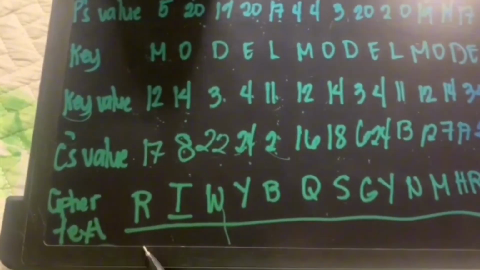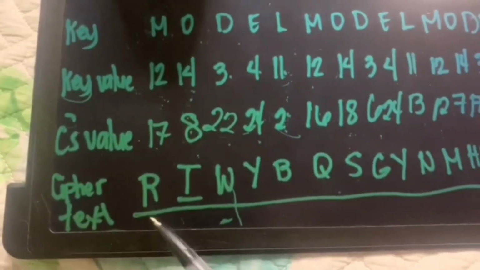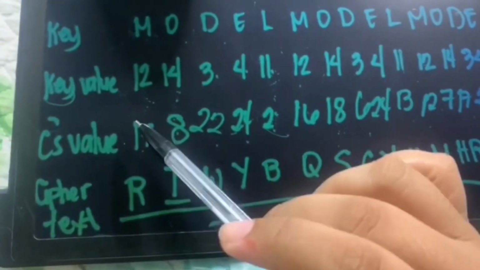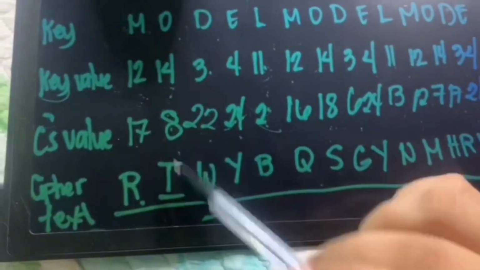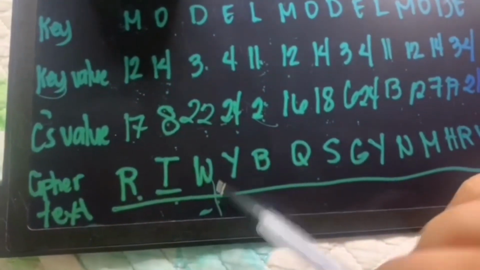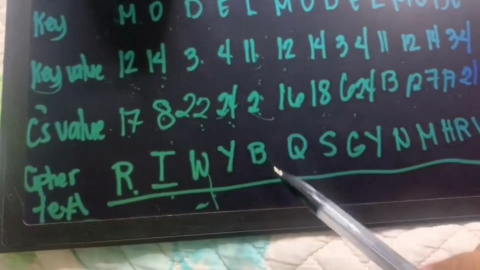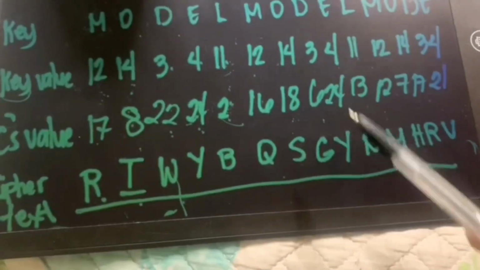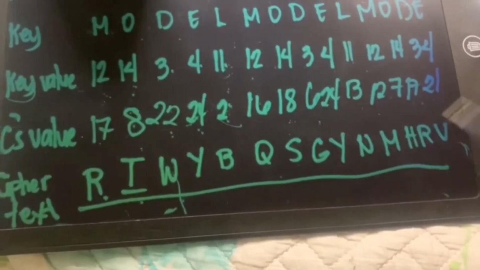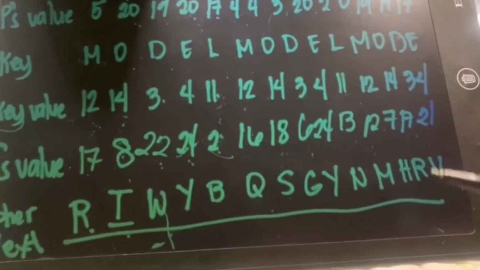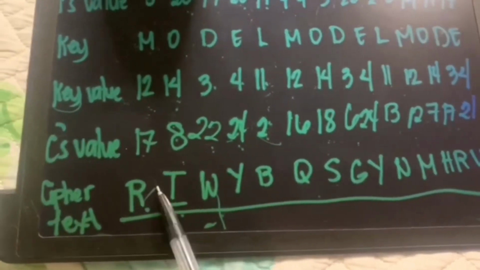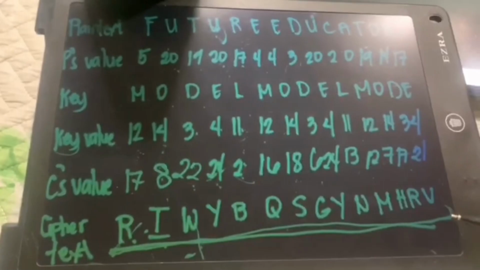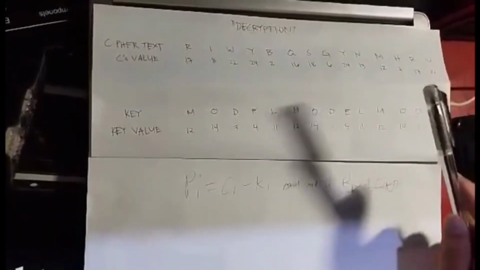And for the ciphertext, we have to base on our cipher. The value of 17 is R, the value of 8 is I, the value of 22 is W, the value of 24 is Y, the value of 2 is B, the value of 16 is Q, the value of 18 is S, 6 is G, 24 is Y, 13 is N, 12 is M, 7 is H, 17 is R, 21 is V. And these are the ciphertext for the encryption. We are done with encryption.